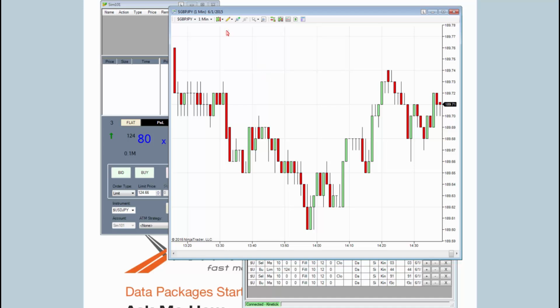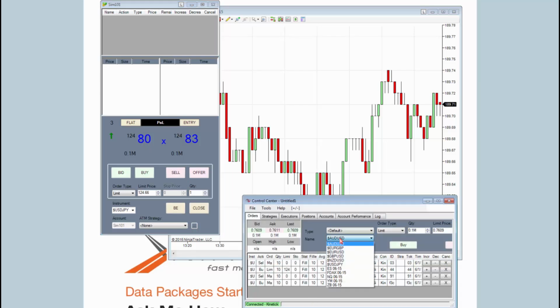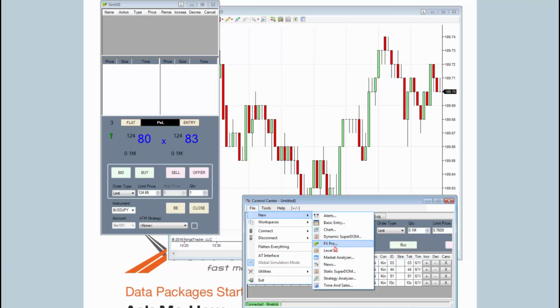Now, there's any number of ways that you could do this. I could have the pound dollar open in the FX Pro over here. I could have the pound dollar active in the orders tab of the Control Center. My favorite way, probably the best way to handle this for cross traders, is to use a window we call the Market Analyzer. So to open the Market Analyzer, I'll click File, New, and then Market Analyzer.